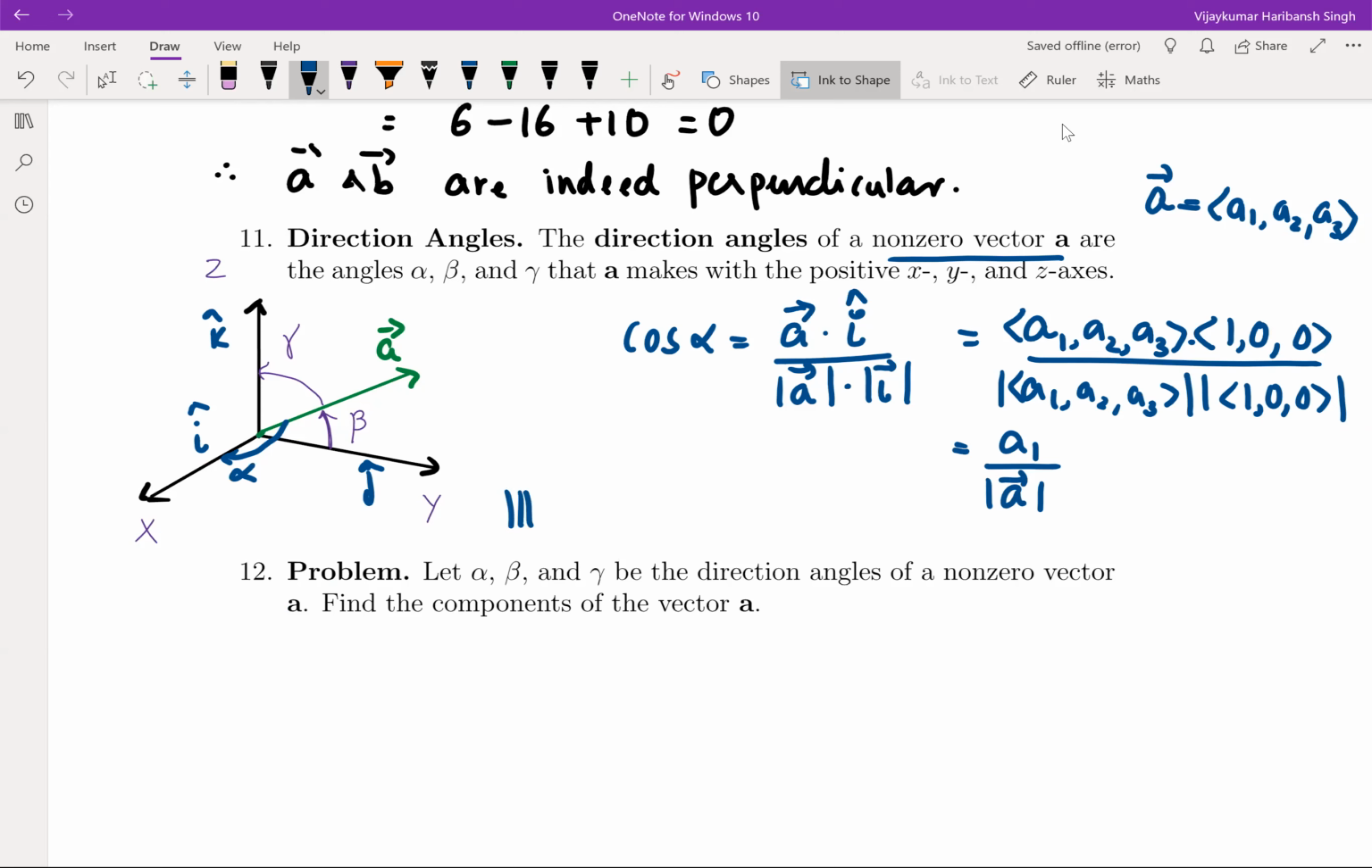Similarly, cos of beta is going to be a2 divided by length of vector a, and cos of gamma is going to be a3 divided by length of vector a. So this is how we get the direction. If you take cos inverse of this, you'll get direction angles.